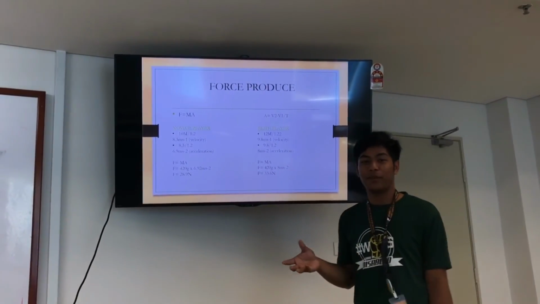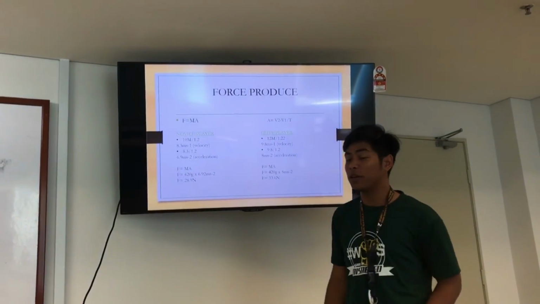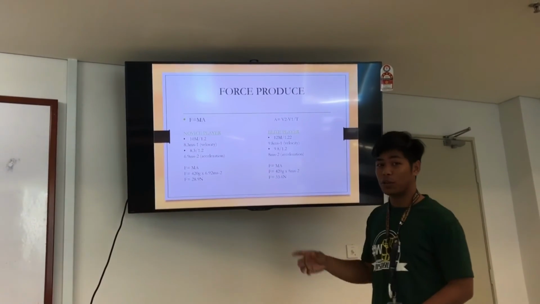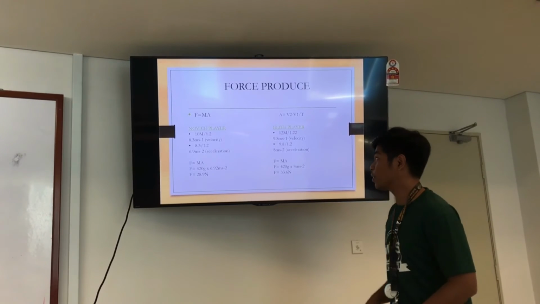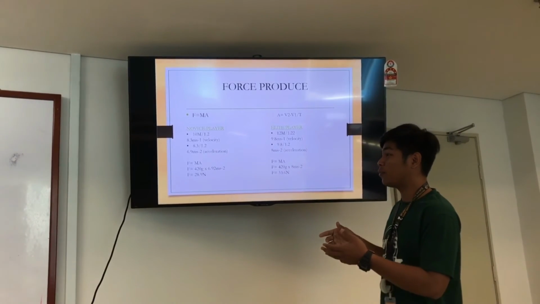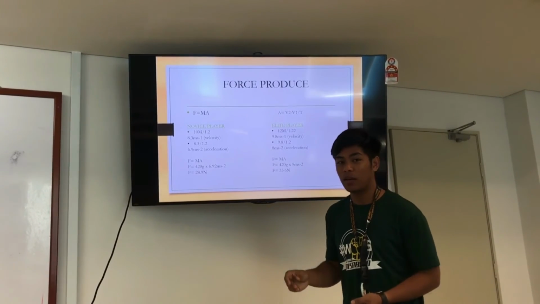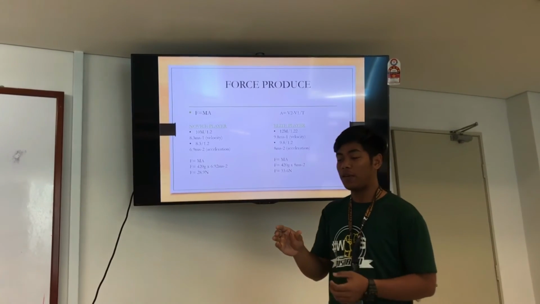So in this slide, we want to tell you about the force produced in both players. We use the formula force equals mass multiplied by acceleration. In order to find the force, first we need to find the velocity of the ball, meaning the speed of the ball from when the ball is stationary at one place to after the ball is kicked.